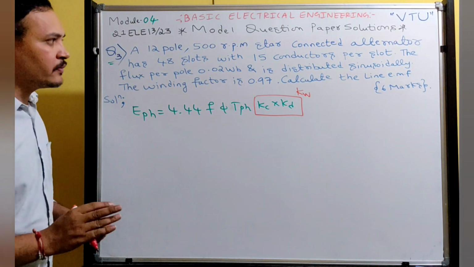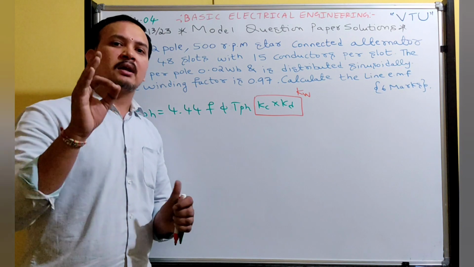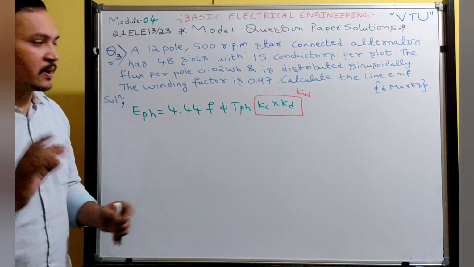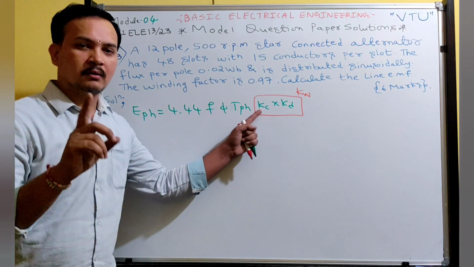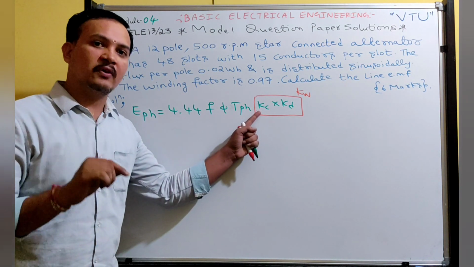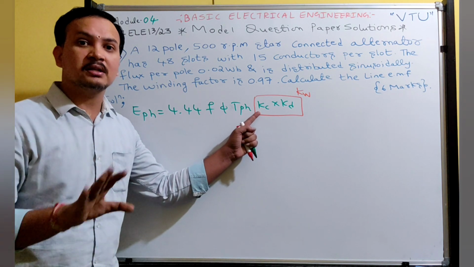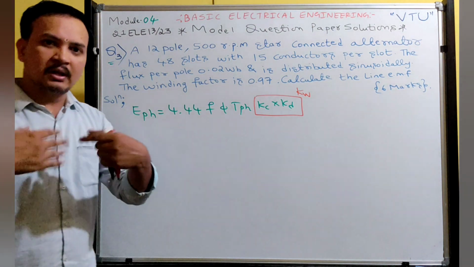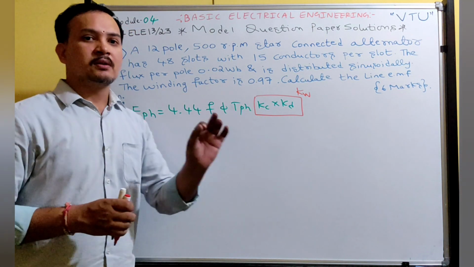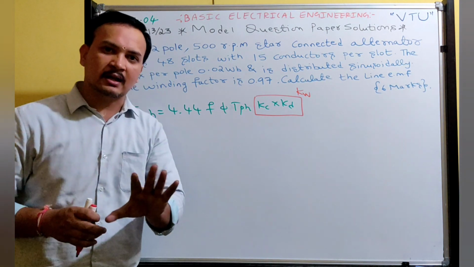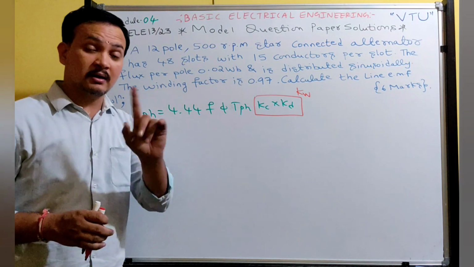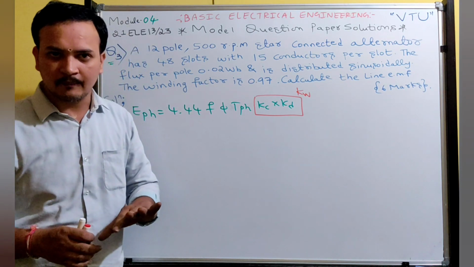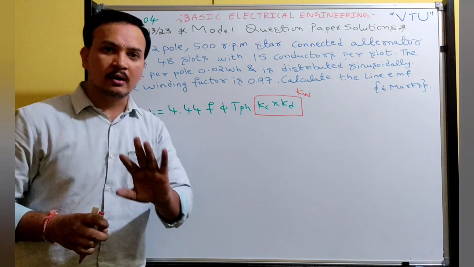In all problems on EMF equation of alternator, you take KC value 1 only. Why? Because for full pitch winding, KC value is 1. For short pitch winding, we have to find KC, but calculation of KC is not in the syllabus. That's why they won't ask. Otherwise, they will give the KC value, say KC is 0.95. Under that condition, don't take KC equal to 1, because they already gave the KC value, you take that only. If not given, take KC 1 only.